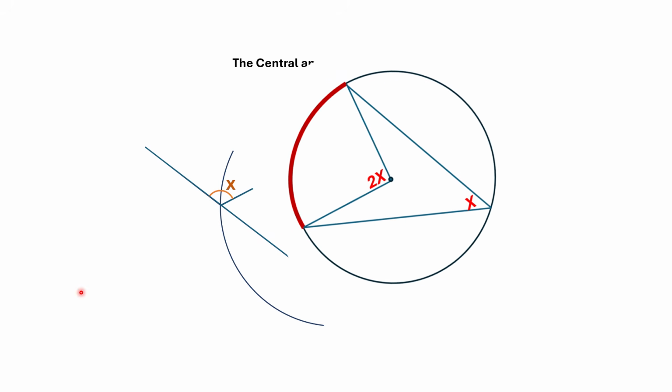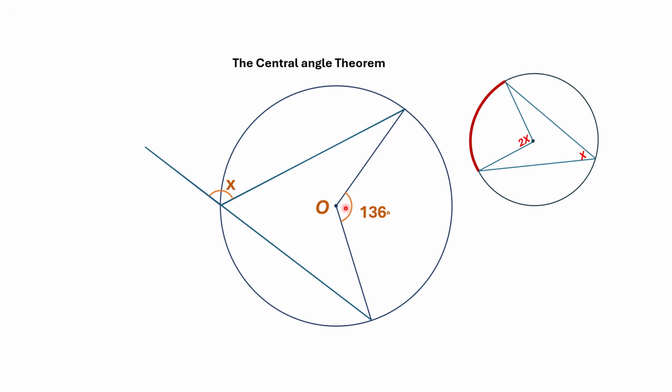We'll use this one. Now, since this angle here is a circumference angle, and this angle is the central angle, the circumference angle is half of the central angle because they share this arc. That means this one inside here is 136 divided by 2, which is just 78.